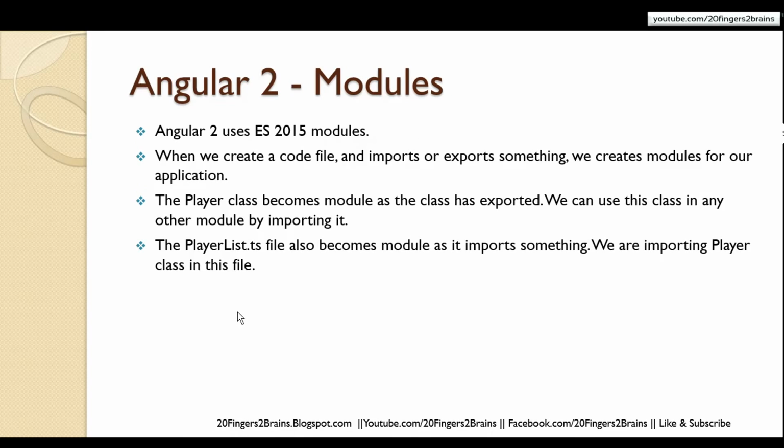So this is a demo about how a TypeScript file can be a module and how you can export or import. Angular 2 uses ES 2015 modules. When we create a code file and import or export something, we create modules for our application. The player class becomes a module as the class is exported. We can use this class in any other module by importing it. The player list.ts file also becomes a module as it imports something. We are importing the player class in this file.